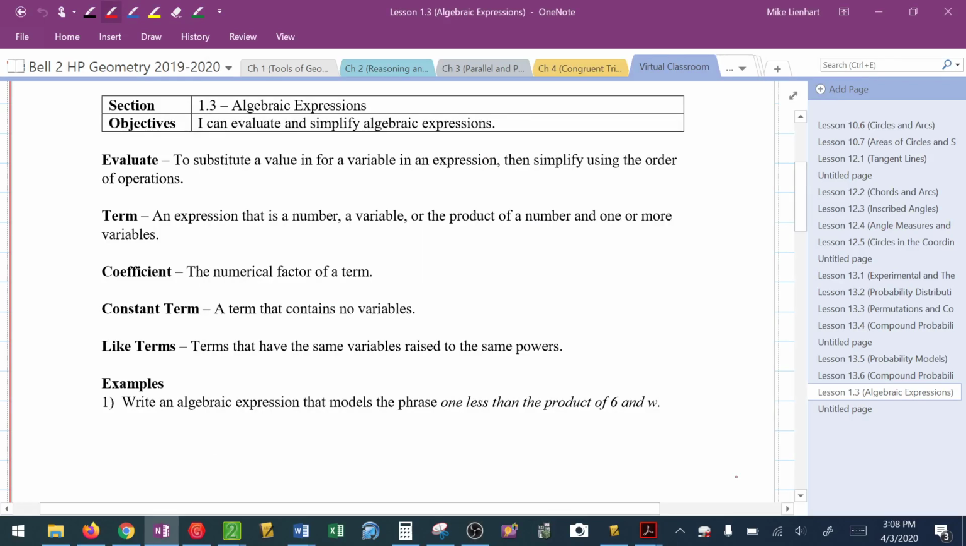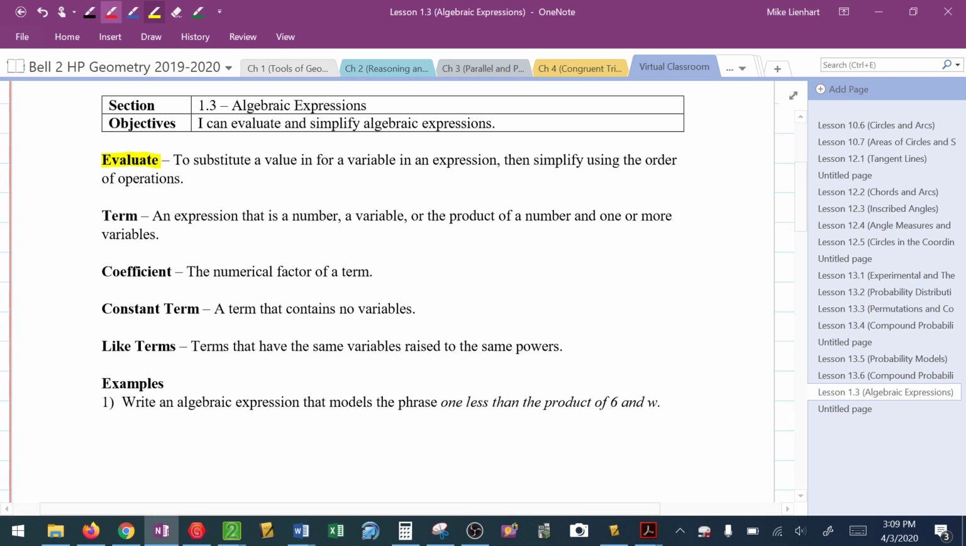Okay, this video is about algebraic expressions. Our objective is to be able to evaluate and simplify algebraic expressions. All right, so first of all, what does the word evaluate mean? Evaluate means I'm going to substitute a value in for a variable into an expression and then simplify it by following the order of operations.